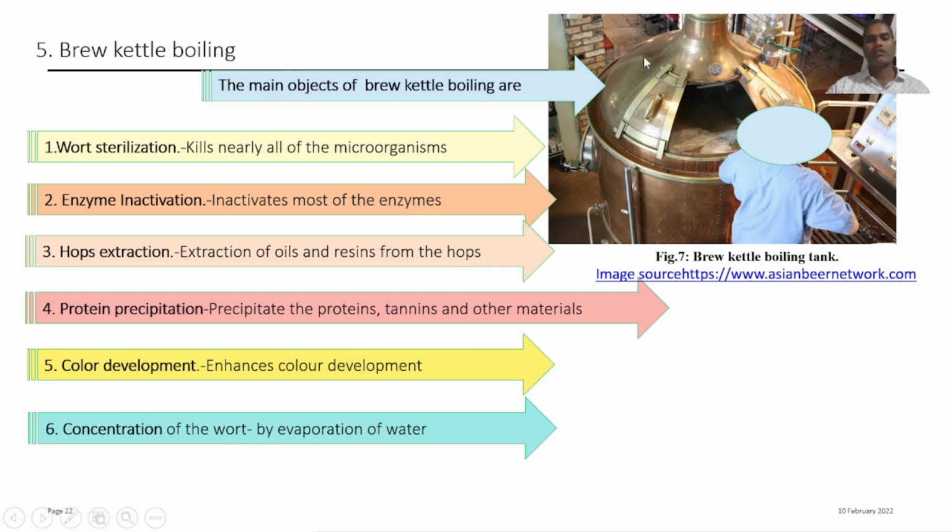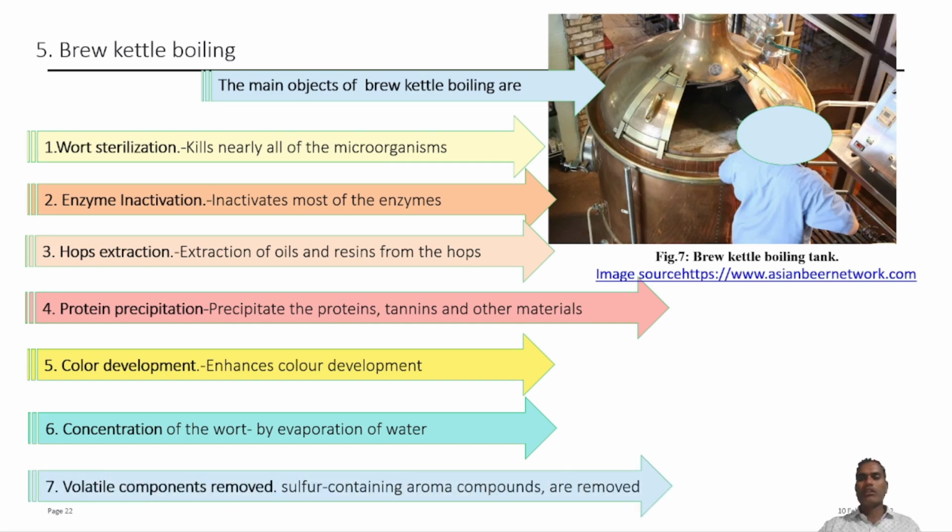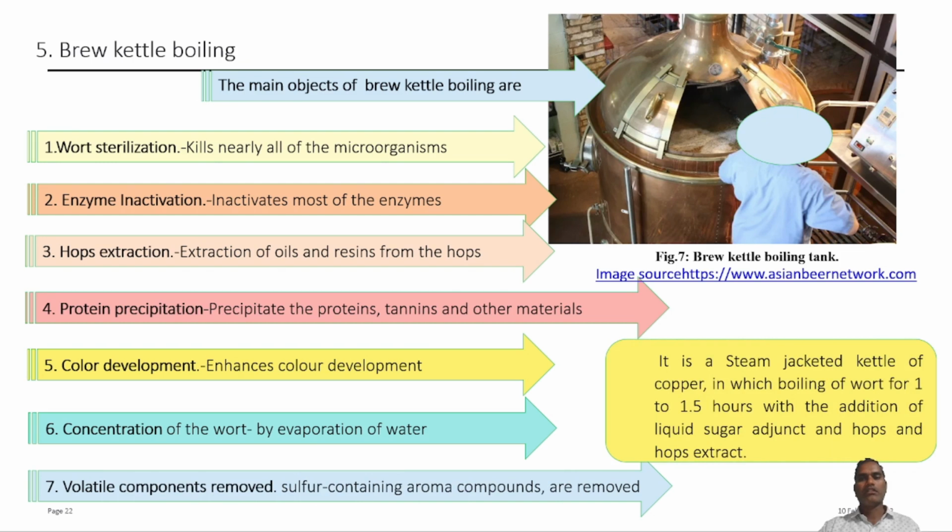After the brew kettle boiling process, the wort is transferred to the cooling, chilling and aeration process. Sugar syrup, that is, liquid adjuncts, may be added during the brew kettle boiling process. Basically the purpose is to maintain the initial sugar level of the wort in order to get the maximum fermentable alcohol in the final product.